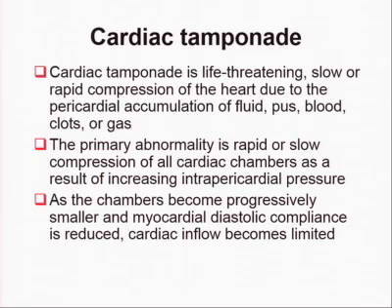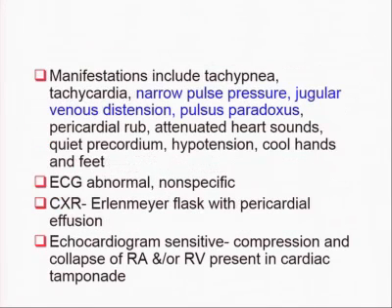As the chambers become progressively smaller, the myocardial diastolic compliance is reduced, cardiac inflow is reduced, therefore cardiac output is reduced. So you get the tachypnea, tachycardia, typically narrow pulse pressure, JVD, pulsus paradoxus. You can hear the pericardial rub maybe, distant heart sounds. Hypotension, cool hands and feet. EKG is non-specific. The classic X-ray sign is your Erlenmeyer flask deformity. And the echo for a tamponade is pretty sensitive and shows compression and collapse initially of the right atrium, and then you may see the right ventricle as well being compressed.